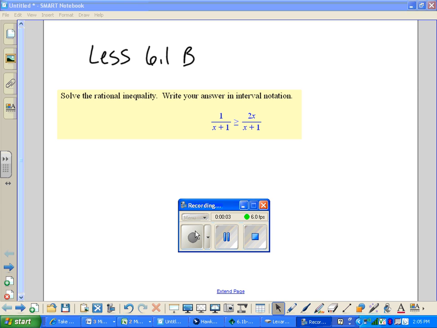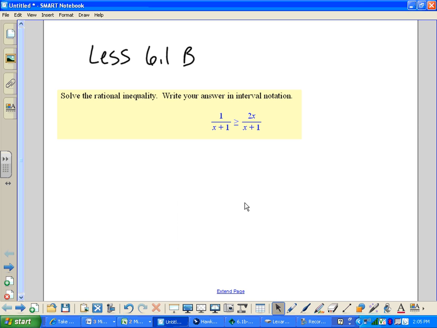Okay, this is lesson 6.1b, and the title here is that we're going to solve rational inequalities. When I do one of these, the first thing I want to do is set it not necessarily equal to 0, but pull everything to one side, so it's either greater than or equal to, or less than or equal to, or less than or greater than 0.